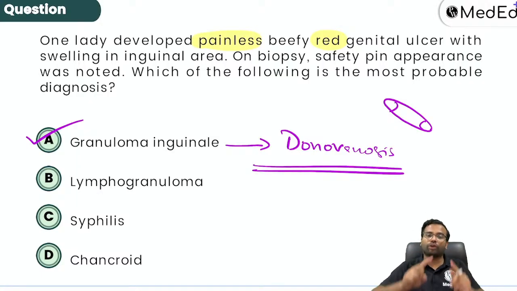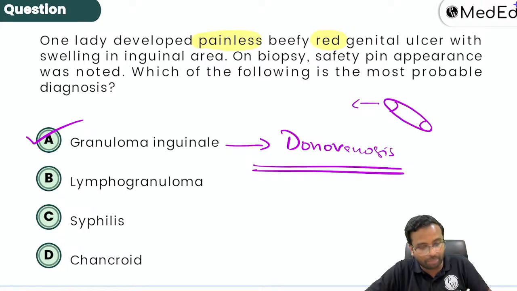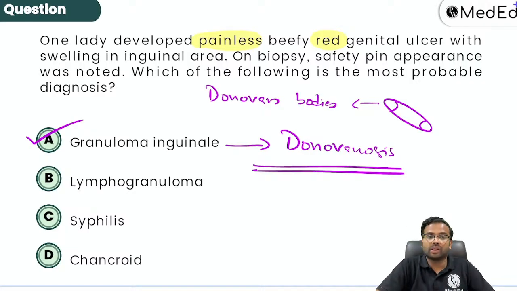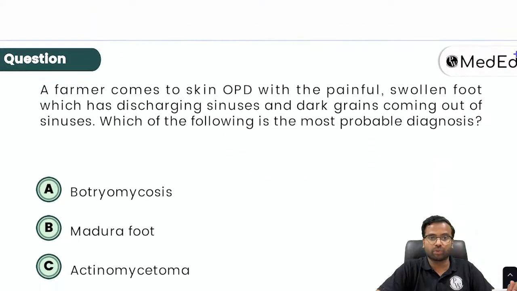And what do you call for this closed safety pin appearance? Yeah, this closed safety pin appearance, it is having a specific name as well. It is called as Donovan bodies, right? Donovan body. So here the right answer should be granuloma inguinale or donovanosis, where the patient can present with a red, beefy red ulcer which can bleed to touch as well. So now let's move to the next one.